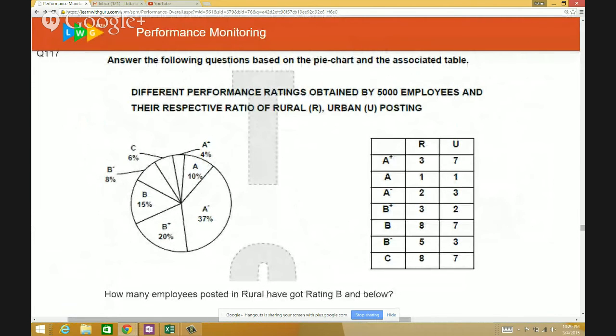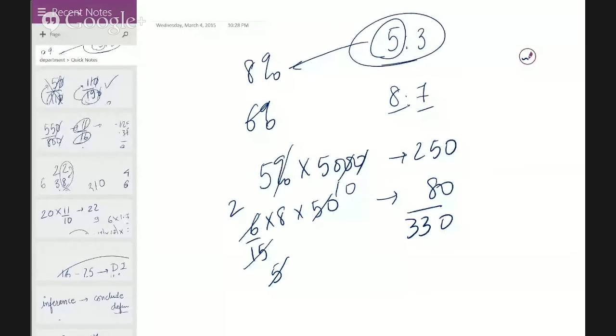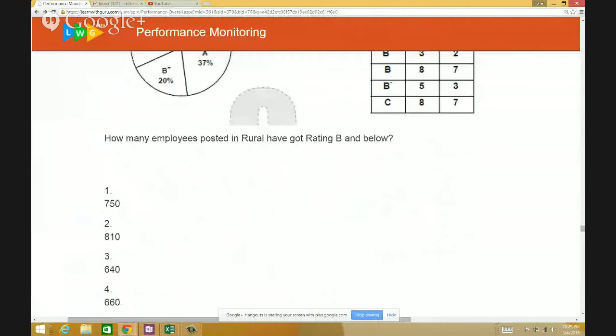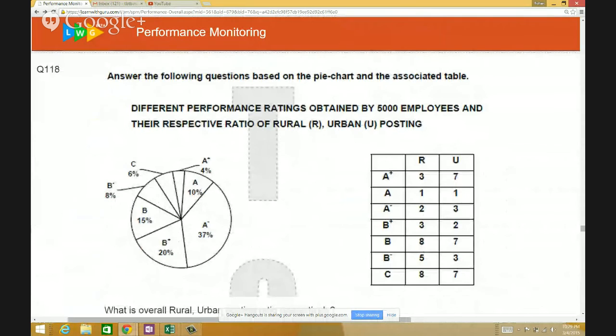Okay, so B minus is 8. I'll just repeat this method. 8%, 5 to 3, 8 parts, you divide 8%, so one part is 1%, so 5% is straight. 6%, 6 by 15 into 8, because 8 is rural, and then you can say 50 because percentage, you need not write it all the time. Okay, so this is the first time I'm doing this in front of you. So now when you see such questions, you know that. Now second question onwards, I'll do it differently.